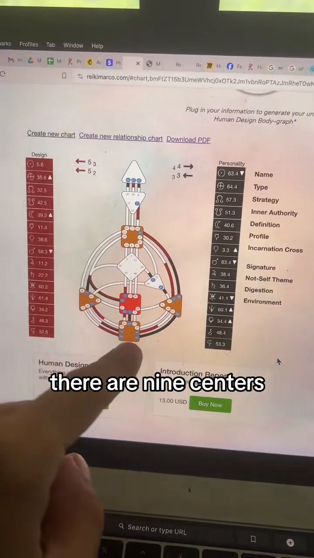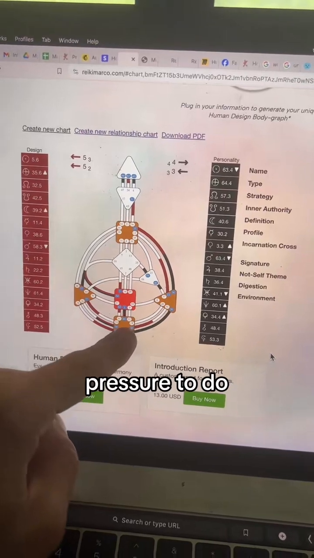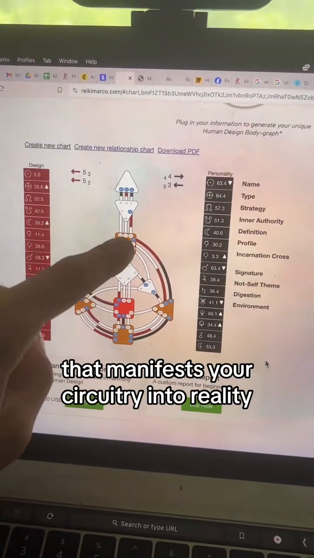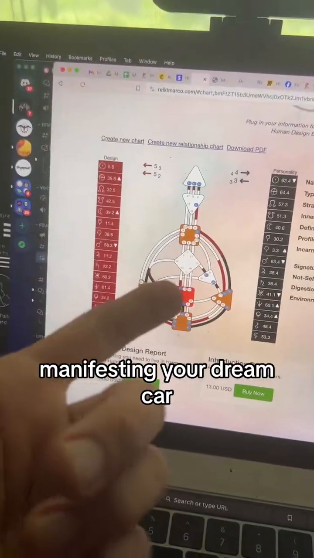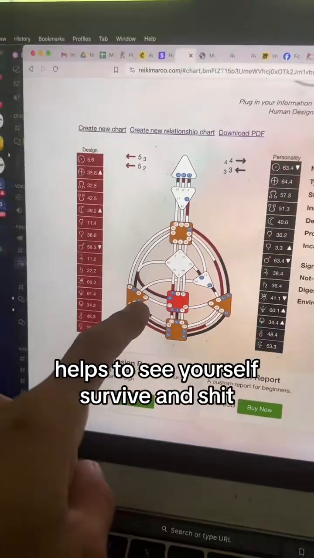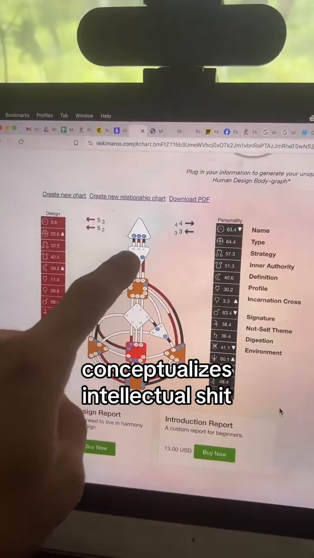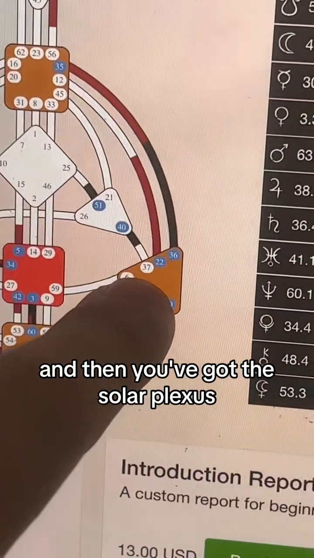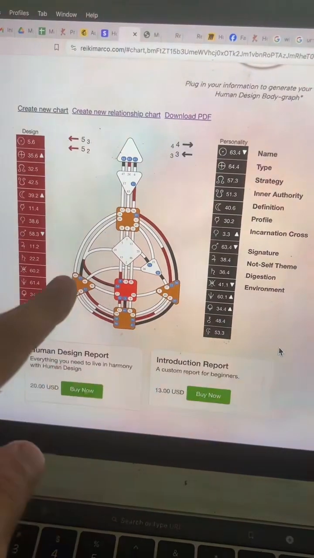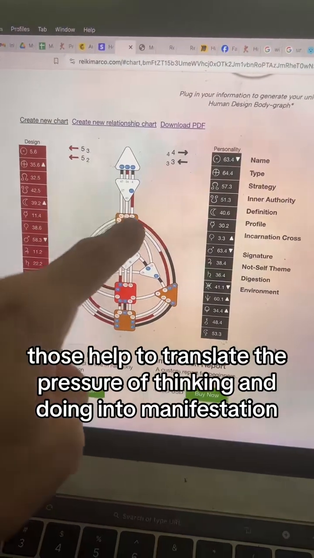There are 9 centers. You've got 2 pressure centers: head, root. Pressure to think, pressure to do. 1 manifestation center, that's the throat right there, that manifests your circuitry into reality. Okay, it's not about like manifesting your dream car. You got 3 awareness centers. That's the spleen right there that keeps you healthy, helps you survive and shit. You got the ajna, which formulates answers, conceptualizes intellectual shit. And then you've got the solar plexus, which is your feelings, your emotions, your spiritual and your relational awareness. Those help to translate the pressure of thinking and doing into manifestation.